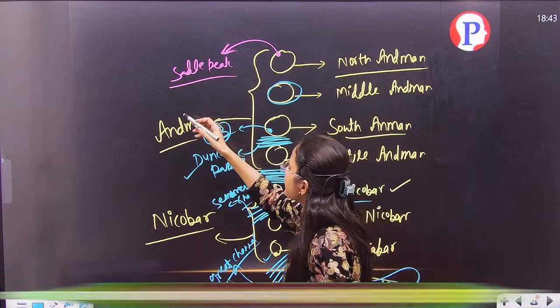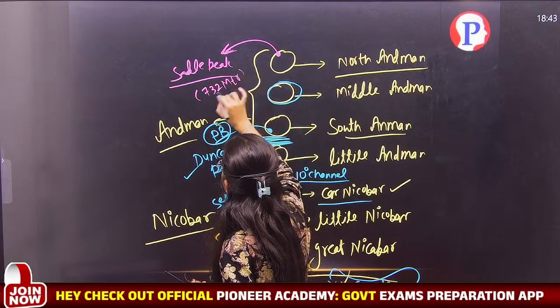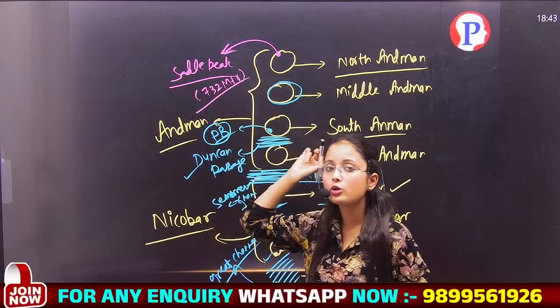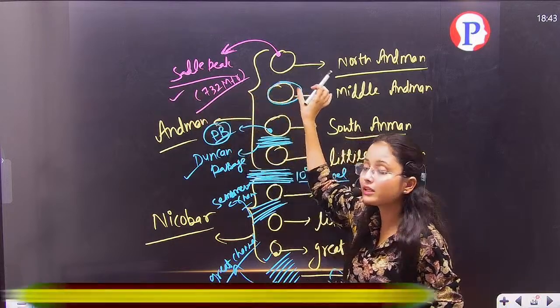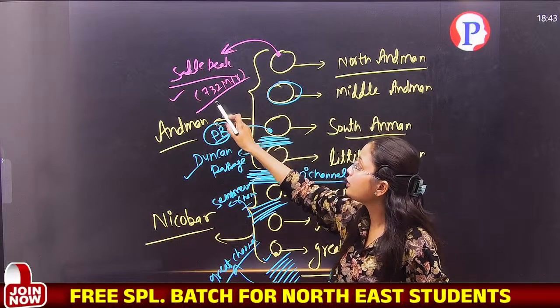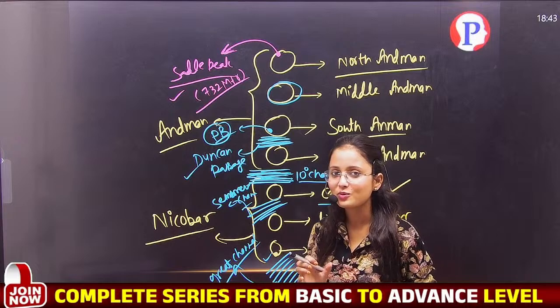The height of Saddle Peak is 732 meters. Height will always be in meters, not in kilometers. So Saddle Peak is located on the North Andaman, and its height is 732 meters, not kilometers.